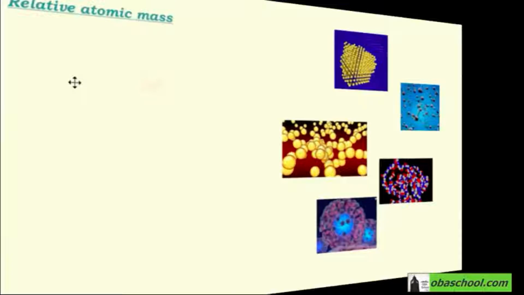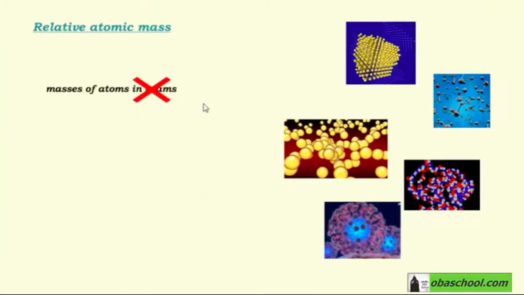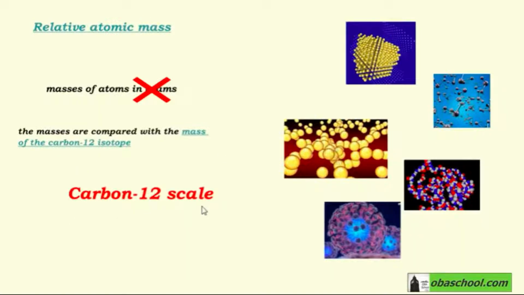For that reason, since the atoms are extremely small, their masses are compared with the mass of the carbon-12 isotope. We call this the carbon-12 scale, on which we measure the mass of atoms.